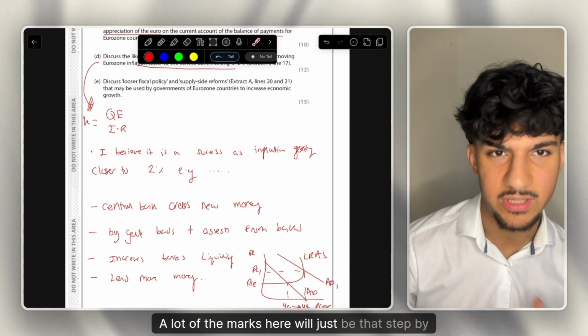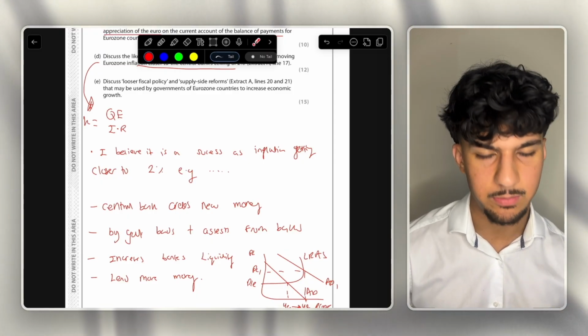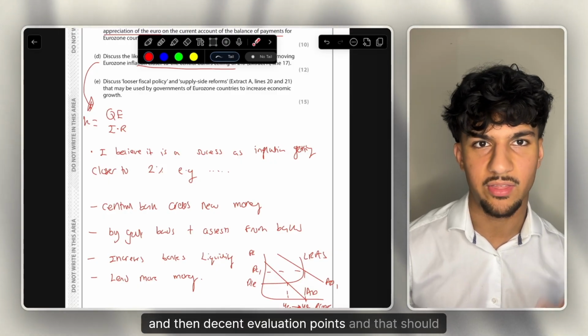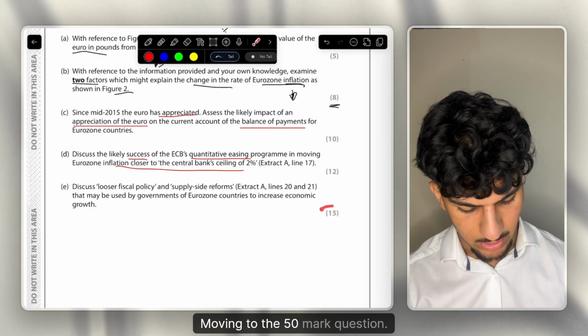A lot of the marks here will just be that step-by-step chain of analysis, making sure firstly you use enough application, explain quantitative easing in relevant detail, and then decent evaluation points, and that should be enough for 12 out of 12 on that question. Moving on to the 15-mark question.